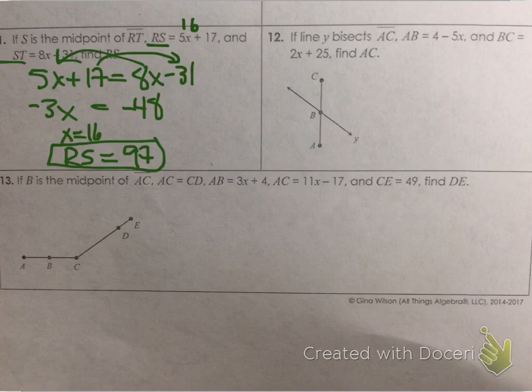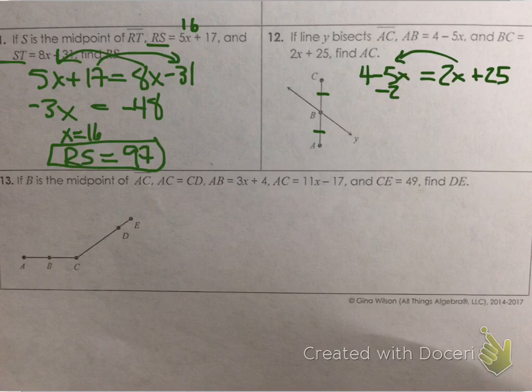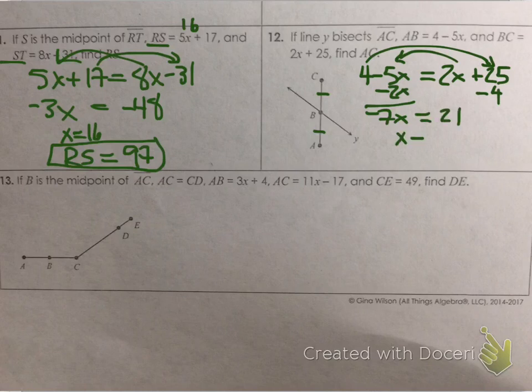Y bisects AC. So that means BC and AB are the same. If AB is 4 minus 5x and BC is equal to 2x plus 25, then I can quickly solve this. Move this over here. Minus 2x, which would give me negative 7x. Move this over here. Numbers to the left. Minus 4, which gives me 21. And when I divide, I get negative 3.